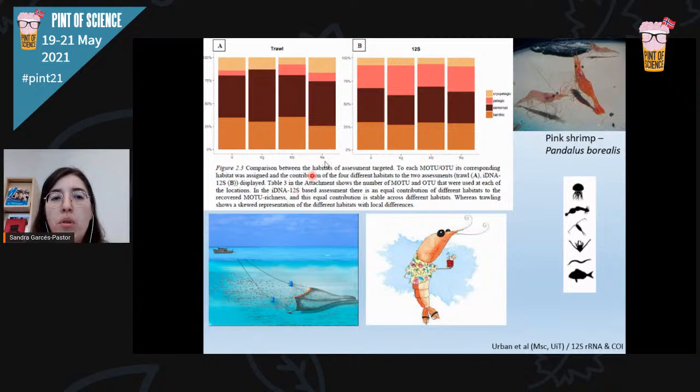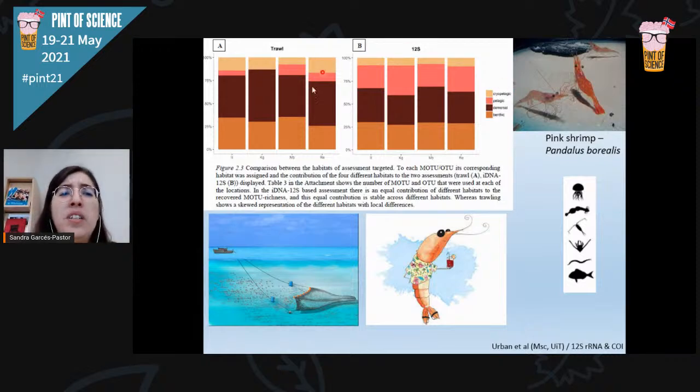So here you have the trawl and the 12S, which is the barcode, the fragment of DNA that they used to amplify. And each color is where those animals live. So cryptopelagic would be animals that live very close to the surface, while pelagic live in the water column. The demersal would live in the deeper water column, and the benthic animals would live directly in the sediment.